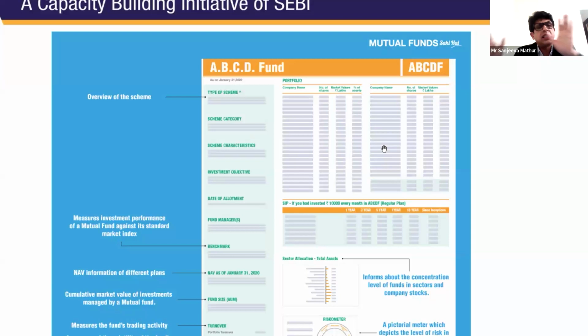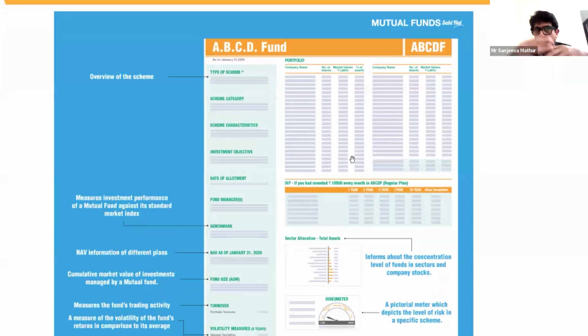First the riskometer, then look at these performance parameters. NAV: different NAVs are mentioned, whether direct or regular. Secondly, whether you are going for the dividend option or the growth option, the cumulative market value, and the trading activity. When I get much deeper into the various aspects, suppose you're investing in a mutual fund scheme: who is the fund manager, what is the investment type you're looking at, what is the portfolio churning, etc. I will come to these one by one now.